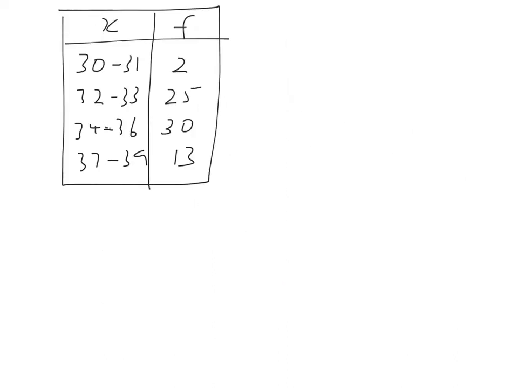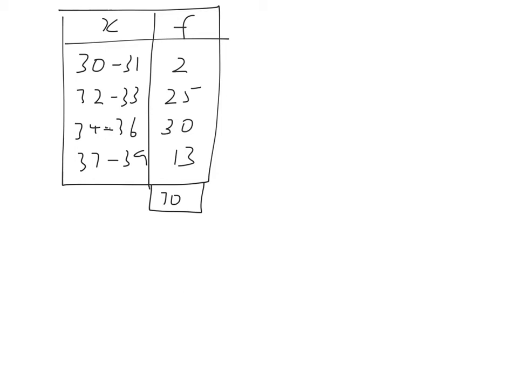Now things get slightly harder when we have a grouped frequency table. So here we've got the length of time spent by students on the internet during an evening. We've got the frequency here, so we can see that if we add up 2 and 25 and 30 and 13, we get 70, so the total number of students is 70.